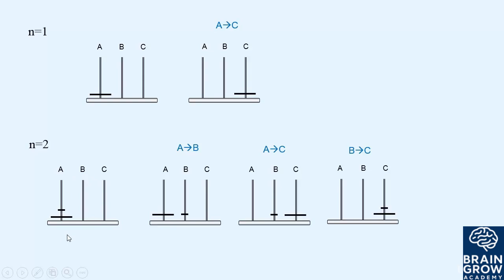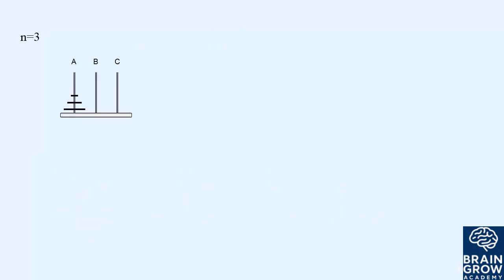Now let's see the solution for n is equal to 3. Now n is equal to 3. So there are three disks on pillar A, and these three disks have to be placed on pillar C in the same order. Now this largest disk should be at the bottom of this pillar C. So first we'll place these two upper disks on pillar B and then move this largest disk from A to C. Now for placing these two upper disks on pillar B, we'll use C as a temporary pillar.